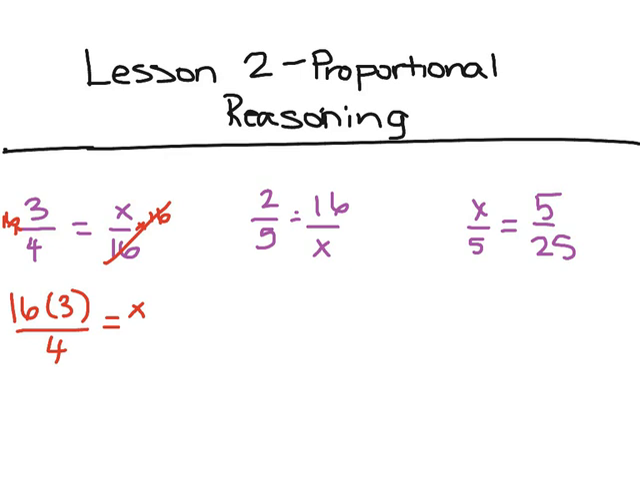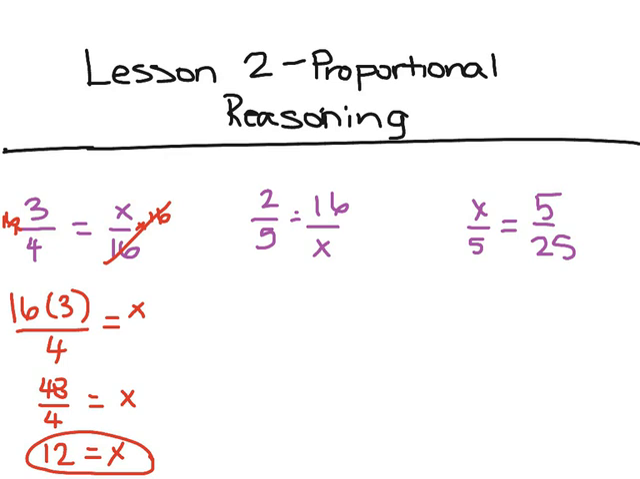So 16 times 3 is 48, divided by 4 equals 12. So we know that x is equal to 12.